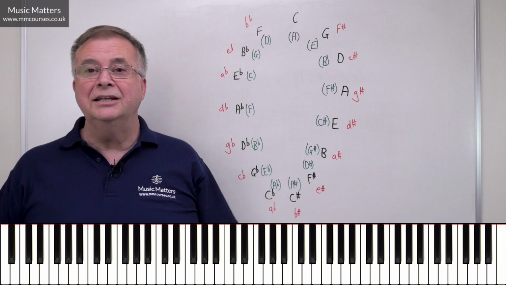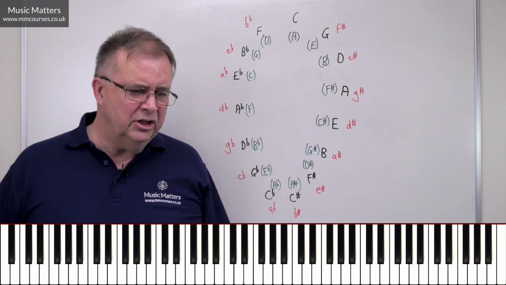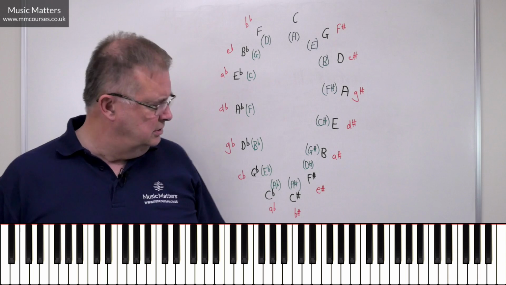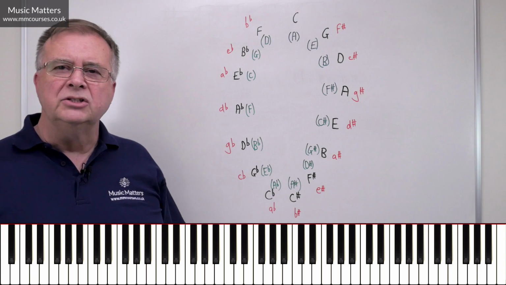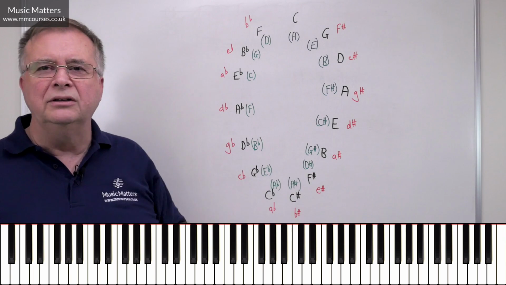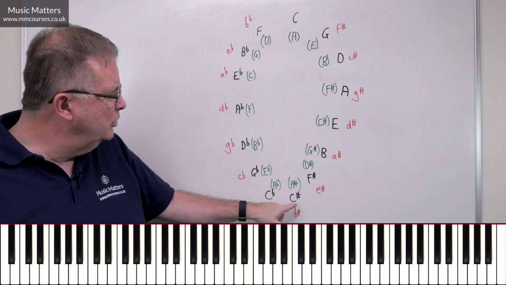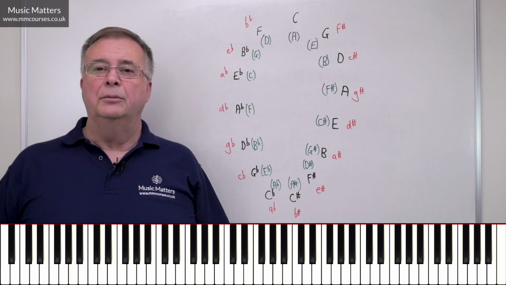Finally, question 10, and then I'll reveal the answers. Question 10: why does the circle of fifths stop at C sharp major and C flat major? Because if you're constructing a circle of fifths, you could carry on in fifths, couldn't you? So why do we stop at C sharp major and C flat major at the bottom there?